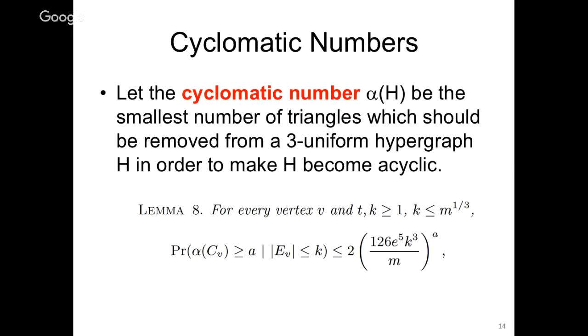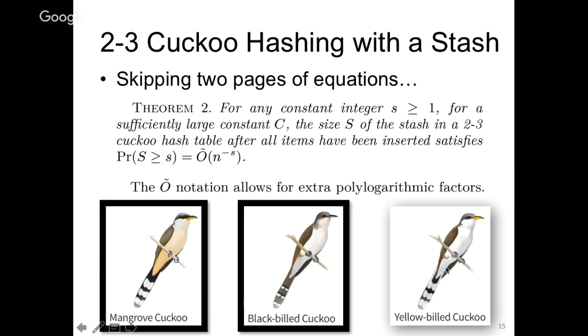Similarly, there's a related concept of a cyclomatic number, that is the smallest number of triangles which could be removed in order for the graph to become acyclic. And this is also something that we bound, to show that with high probability, if you now use a stash where those cyclomatic elements would be going, you can successfully build one of these 2-3 cuckoo tables. Okay?